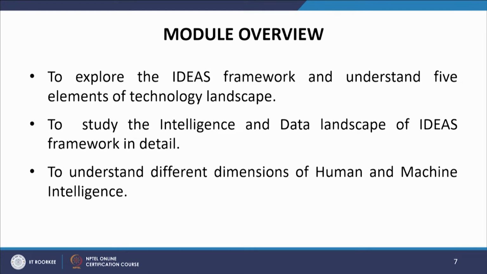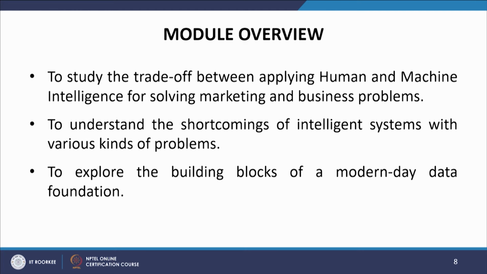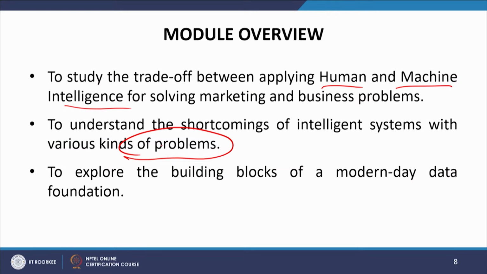To have an overview of this module, we will start with exploring the IDEAS framework and understand 5 elements of the technology landscape. Then we will study the intelligence and data landscape of the IDEAS framework in detail. Then we will understand different dimensions of human and machine intelligence. After that, we will study the trade-off between applying human and machine intelligence to solving marketing and business problems. Thereafter, we will understand the shortcomings of intelligent systems and the various kinds of problems that come with them. And then we will talk about exploring the building blocks of the modern day data foundation.